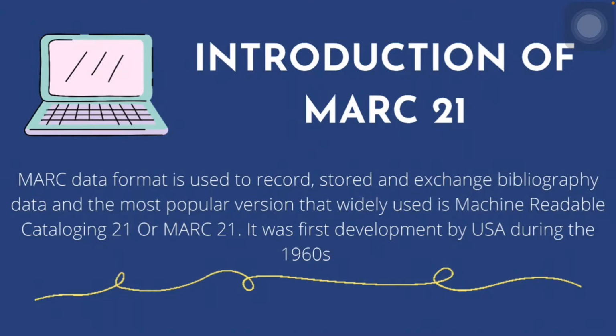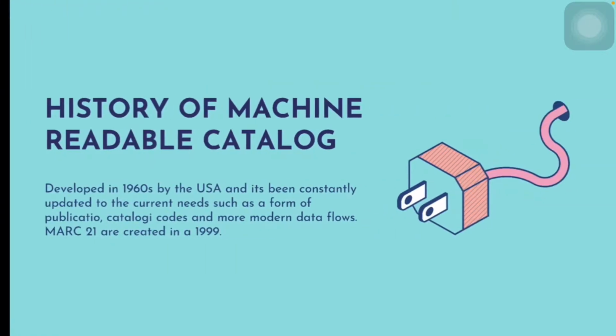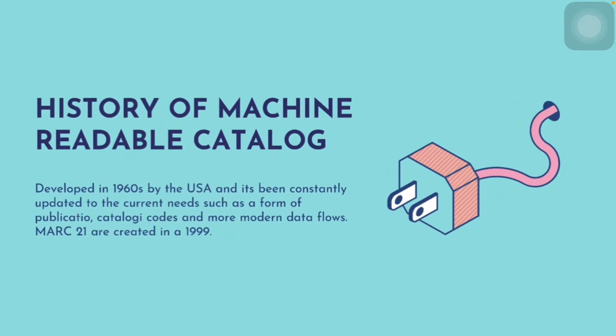MARC is continually being adapted to the current needs arising from the development of new forms of publications, new cataloging codes, and more modern data flow. Authority data and holding data can be structured and presented uniformly, as well as bibliographic data. Descriptive data from outside the library sector can also be mapped in MARC to some degree. Moving on to the next slide, it is about the history.